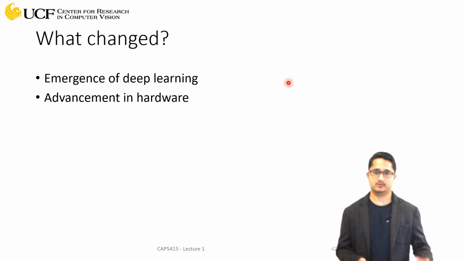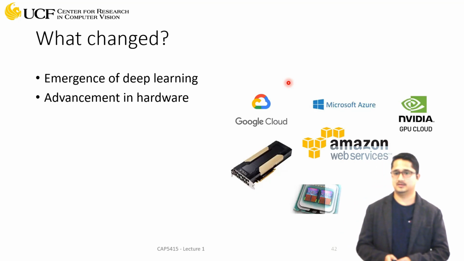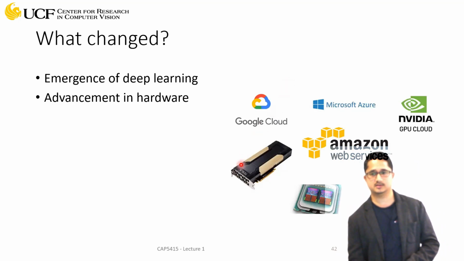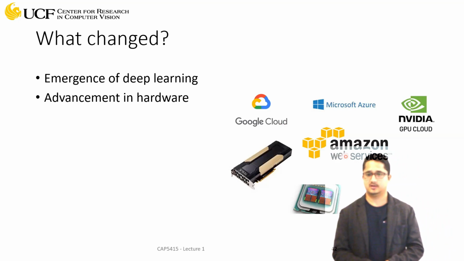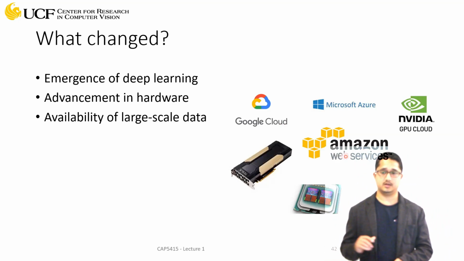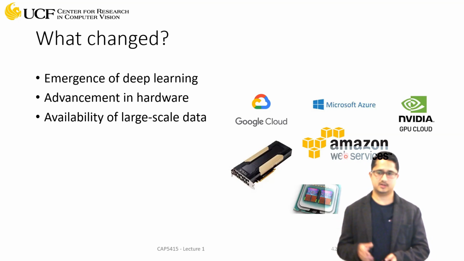And that was caused by the advancement in hardware. It started around 2012, and these days we have a lot of different kinds of resources. GPU is just one. We have cloud storage, and different services like Amazon Web Services. We have a lot of high-powered computing resources. So that's one thing, the computation aspect.